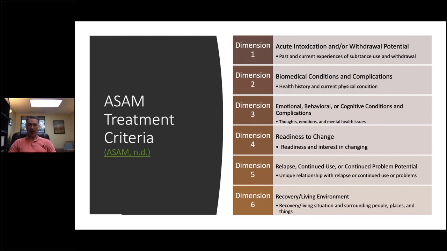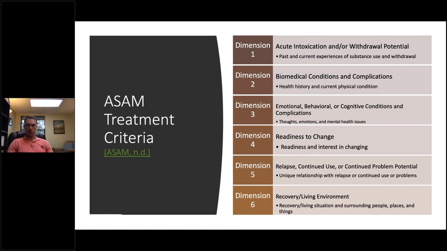Dimension number 2 is biomedical conditions and complications. So here you're looking at, do they have any co-occurring medical problems that need to be addressed or taken care of? So let's say you decide that they need residential treatment, but they're on dialysis. Then you're going to need to make sure that they have access to a residential treatment that can accommodate their medical needs for the dialysis treatment.